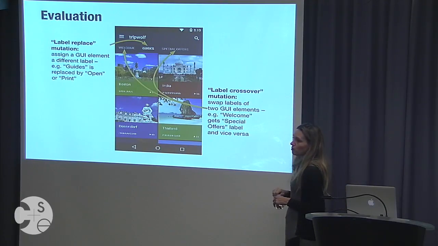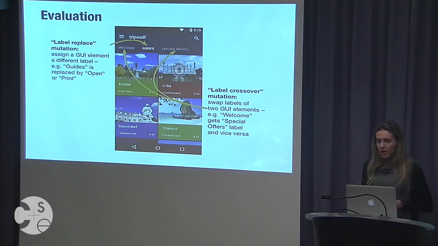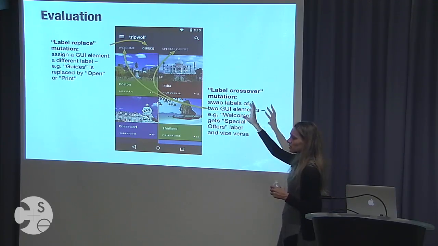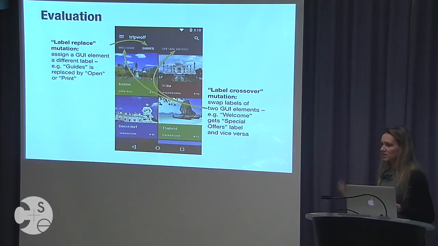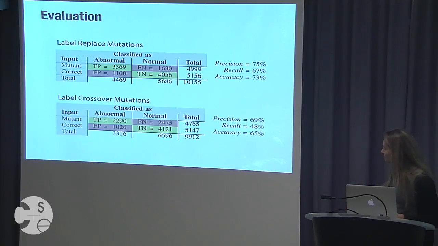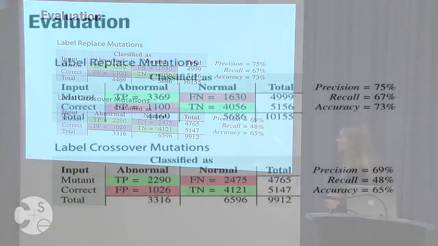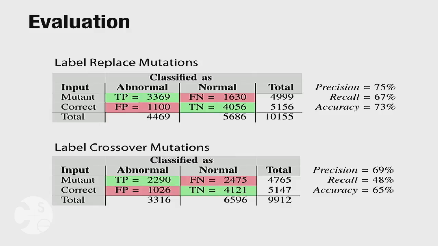Or we tried to simply swap two labels within the same activity. And by doing this, we knew that these were somehow things that should have been identified by our technique, and that is something that we at least can measure clearly. So by doing this on 10,000 UI elements, by mutating the labels, we get an accuracy of 73%. By instead doing the crossover, we get a lower accuracy.